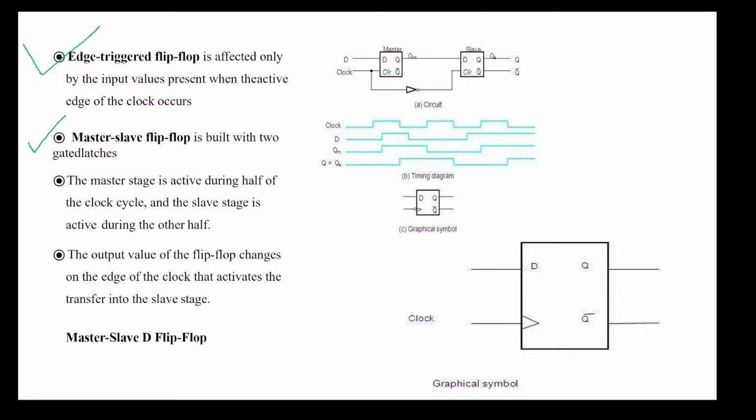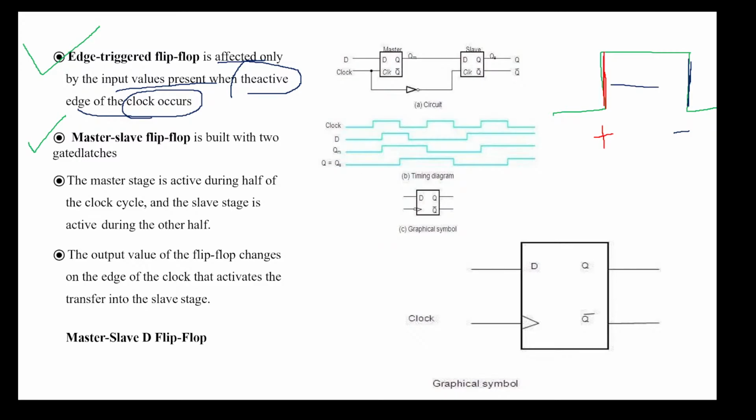Now what does this edge triggered mean? Edge triggered means, see, this is the positive edge of the clock signal. One second, let me change the color. This edge is called the positive edge of the signal, and this edge is called the negative edge of the signal. So you can see over here the flip-flop is affected only by the input values when the active edge of the clock occurs. This is the active edge or the positive edge. So after the active edge has occurred, only then is an output generated.